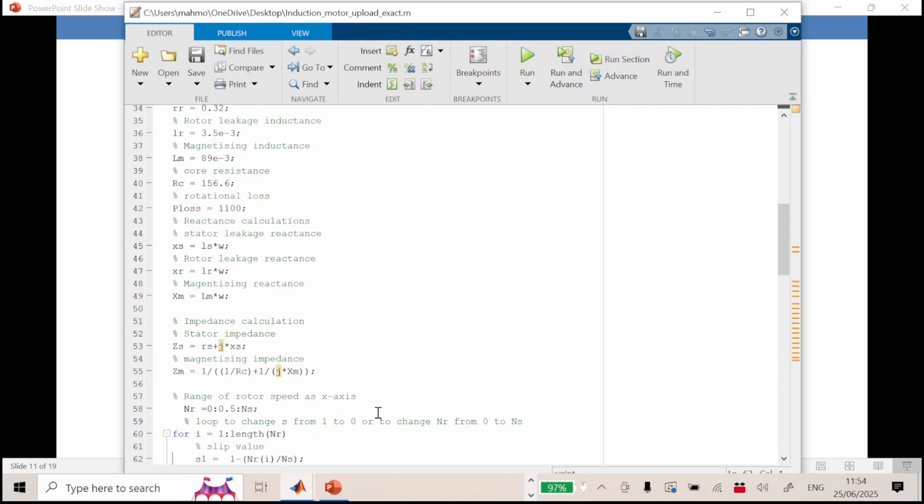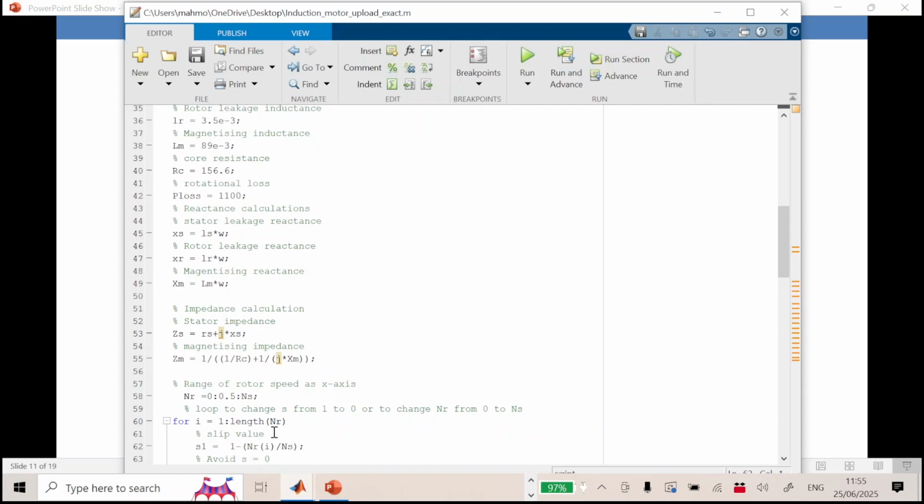We are going to write the range of the rotor speed as the x-axis, nr equals 0 up to ns in a step of 0.5 rpm. As you can see here, 0 up to ns in a step of 0.5 rpm. Then we start the loop over the length of nr to calculate the slip value. The slip equals 1 minus nr(i) over ns, so the slip will be variable.